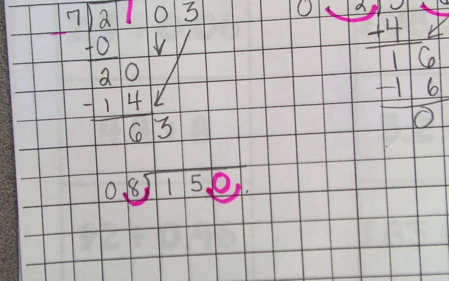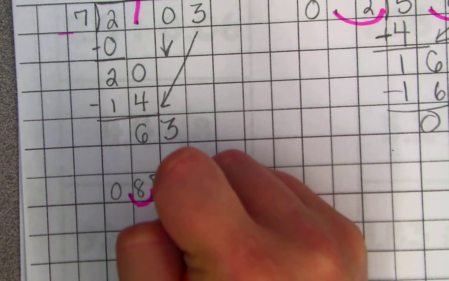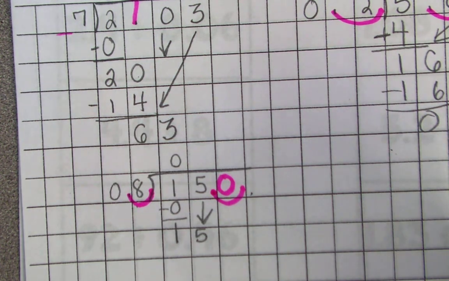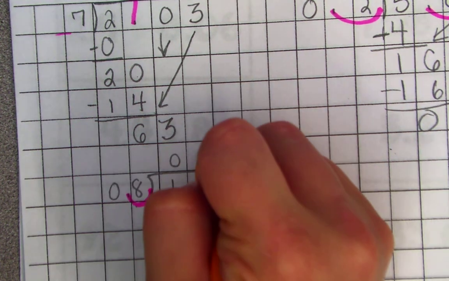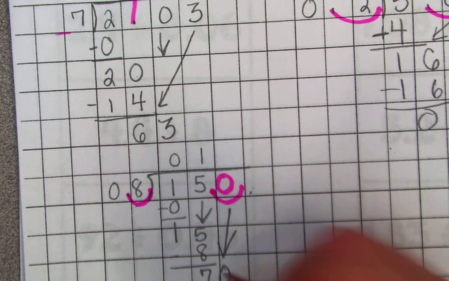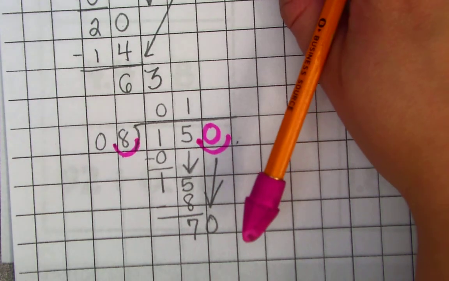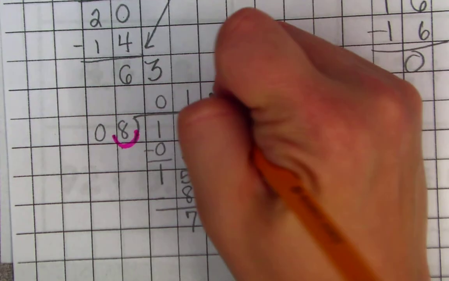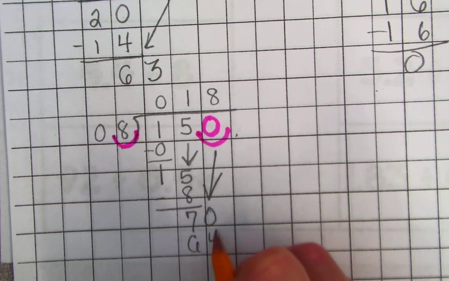8 can go into 1 how many times? 0. Bring down your 5. 8 can go into 15 how many times? 1. 8. You get 7. Bring down your 0. 8 can go into 70 how many times? 8 times 2, 16. 8 times 3, 24. 8 times 4, 32. 8 times 5, 40. 8 times 6 is 48. 8 times 7, 56. 8 times 8, 64. 8 times 9, 72. Nope, it's got to be 8 times 8. So I got 64. Subtract.